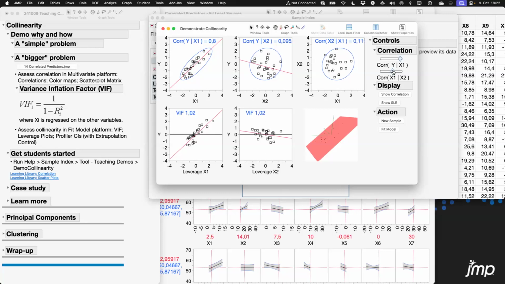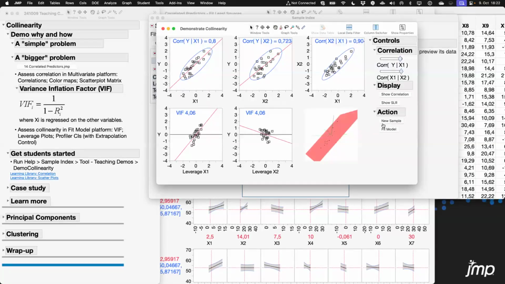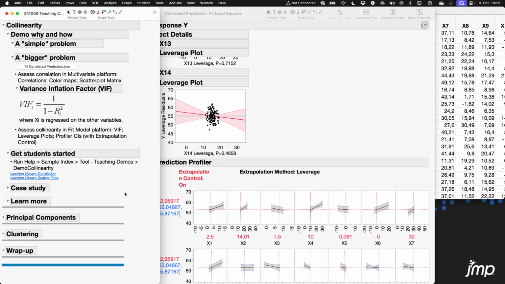If I increase the correlation between the two predictors, you see that the variance inflation factor goes up and the problem becomes more and more challenging. You can also export the data, fit a model, and analyze the full problem. It's a demonstrator, but it can really be used to experience such a situation.